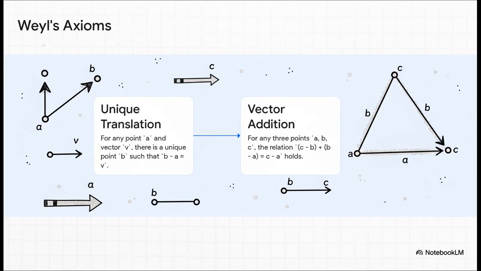This whole relationship is formalized by what are called Weyl axioms. The first one is pretty straightforward. It says for any starting point A and any displacement vector v, there is exactly one unique point B that you can land on. The second axiom, well, it's just the classic triangle rule for vectors, but in disguise. All it's saying is that the trip from A to B, followed by the trip from B to C, is the same as taking the direct path straight from A to C. This just makes sure our whole system of displacements is consistent and makes sense.